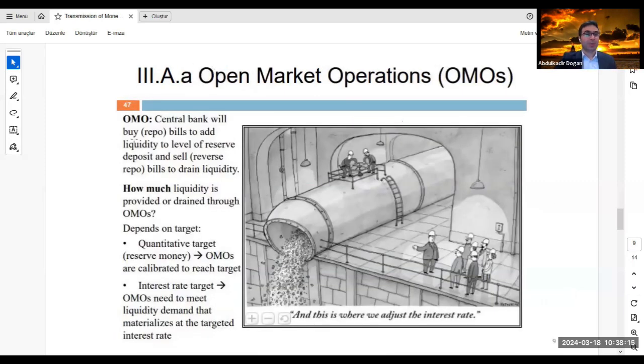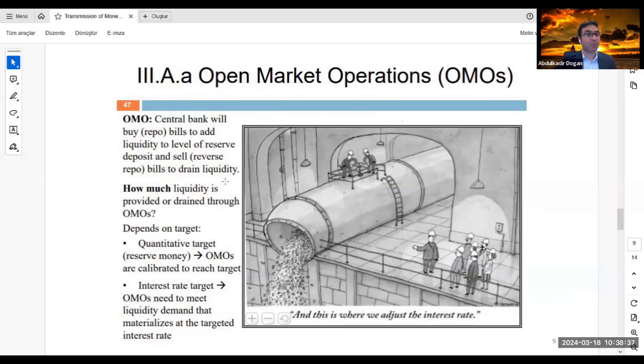Here, the open market operation. The central bank will buy repo. Please remember this word, repurchase agreement, repo. Central bank will buy repo bills to add liquidity to the level of reserve deposit and sell reverse repo bills to drain liquidity from the market.